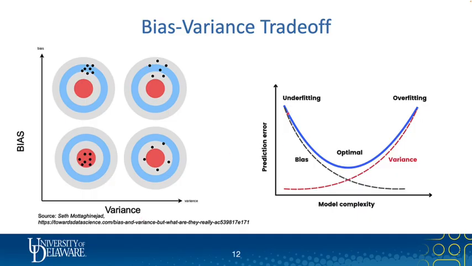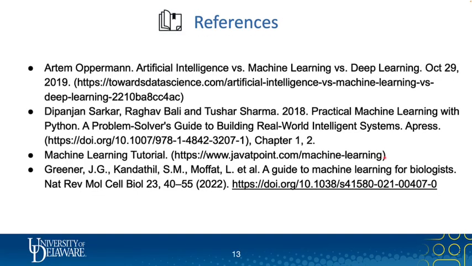And here we see the relation between the bias and the variance, and the optimal, underfitting and overfitting. We are graphing the model complexity against the prediction error. The optimal would be somewhere in the middle here, where we have an intersection of the bias and variance curves. So these are the concepts, the reference for the information in the slides.